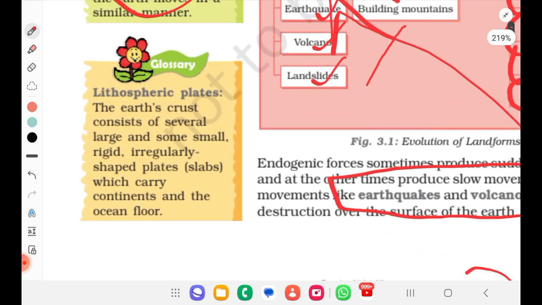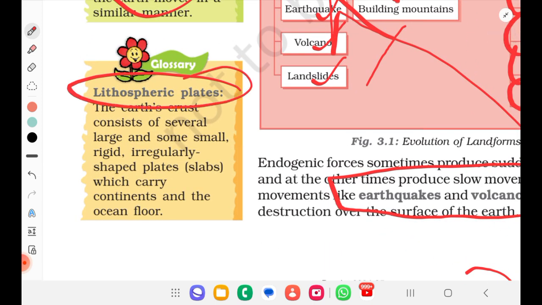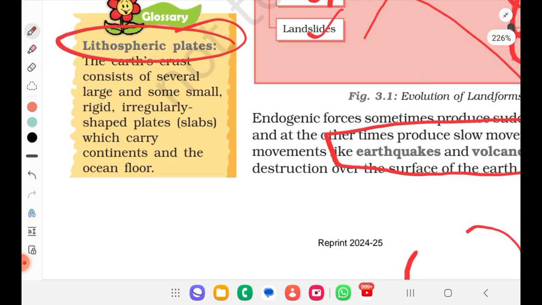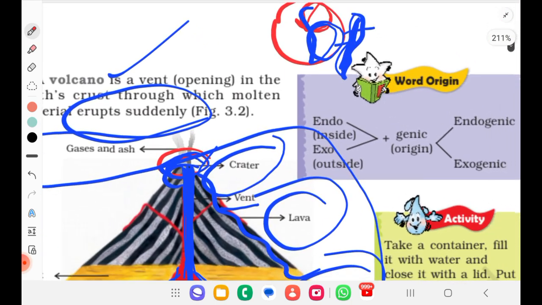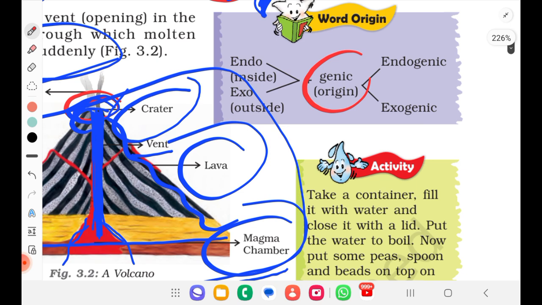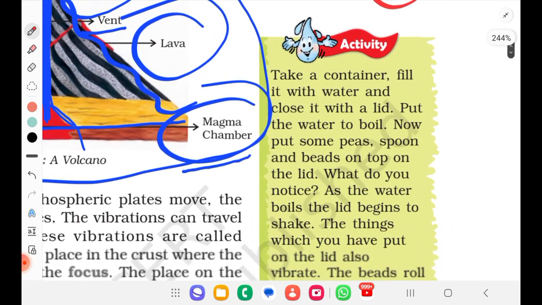Lithospheric plates, we already read. The earth's crust consists of several large and some small rigid, irregular-shaped plates which carry continents and the ocean floor. We know that. Then genic: endo means inside, exo means outside. So endogenic, then exogenic. Genic is generation. We already read, we know that.